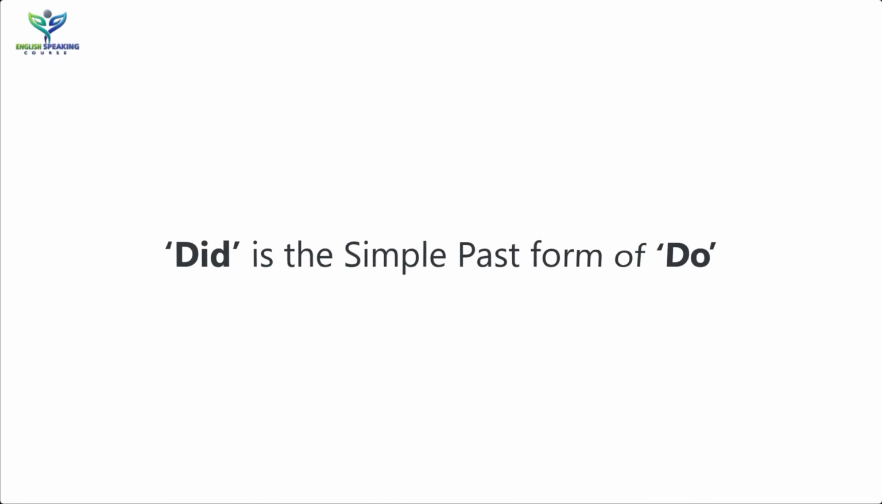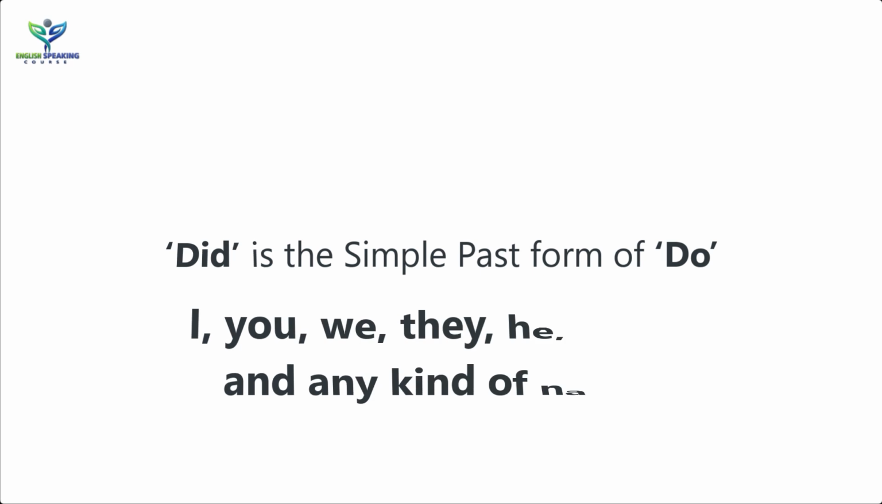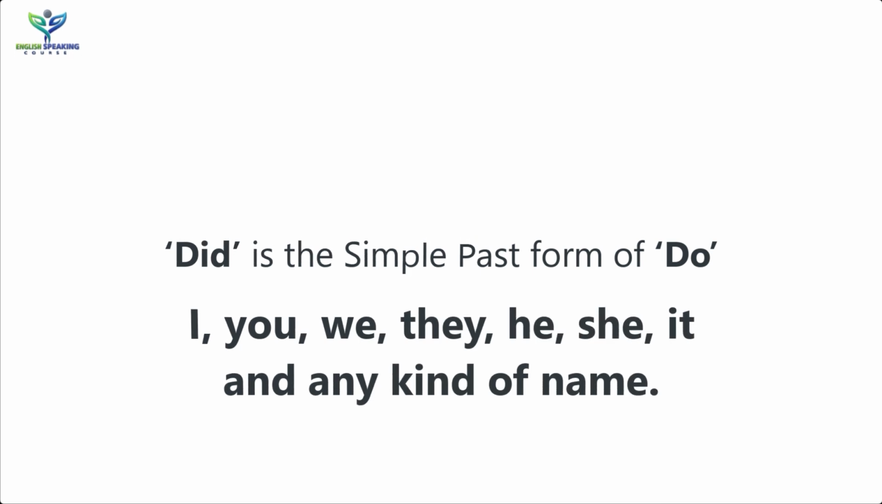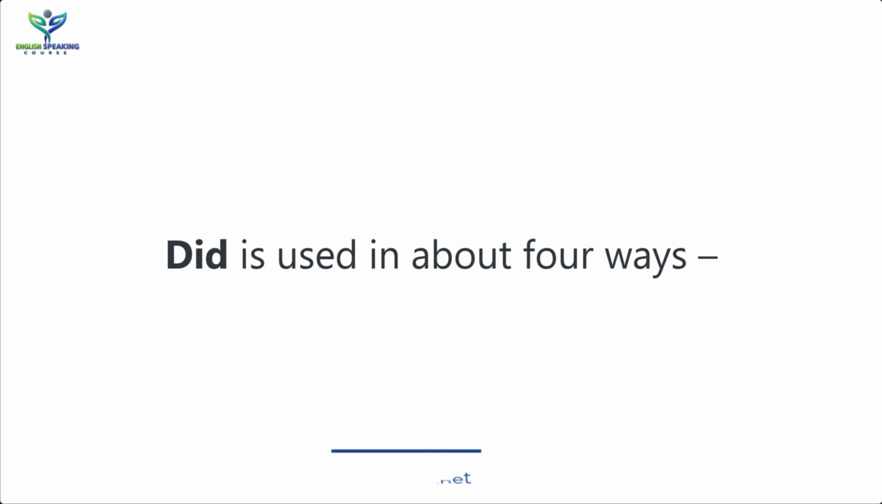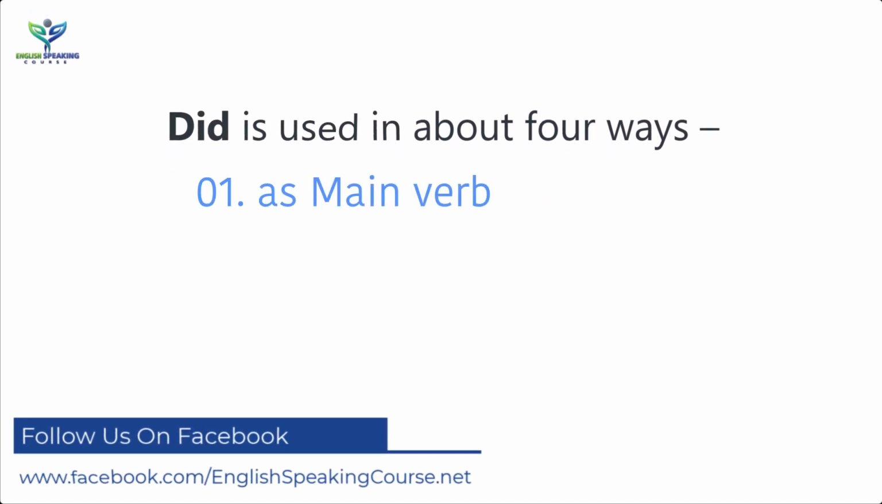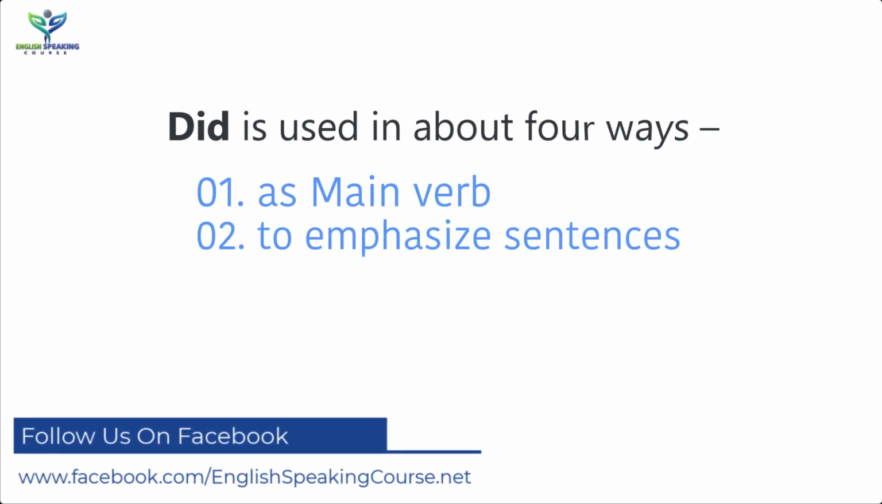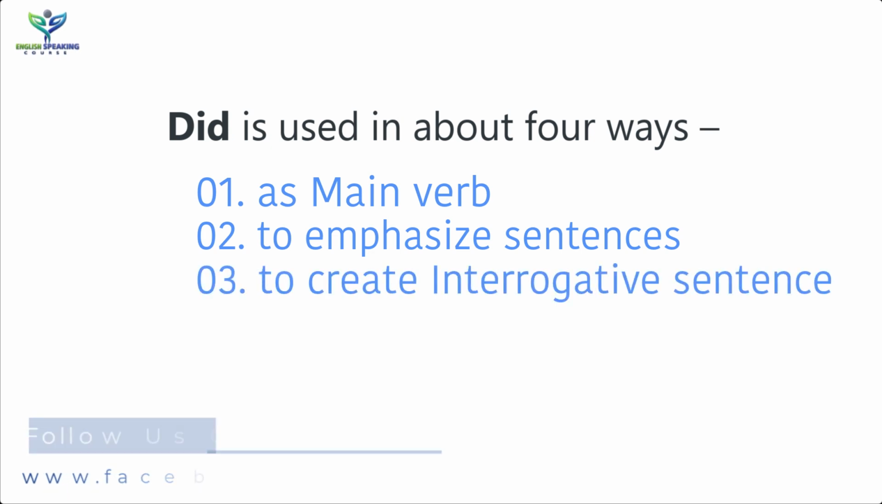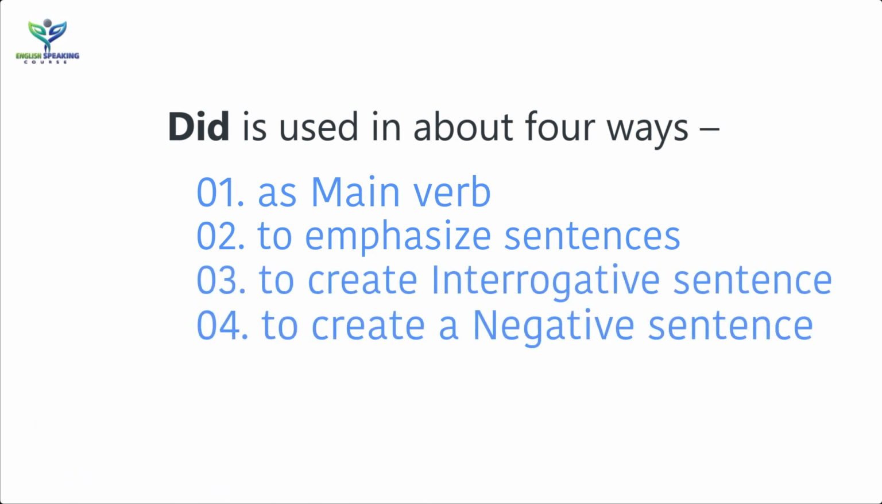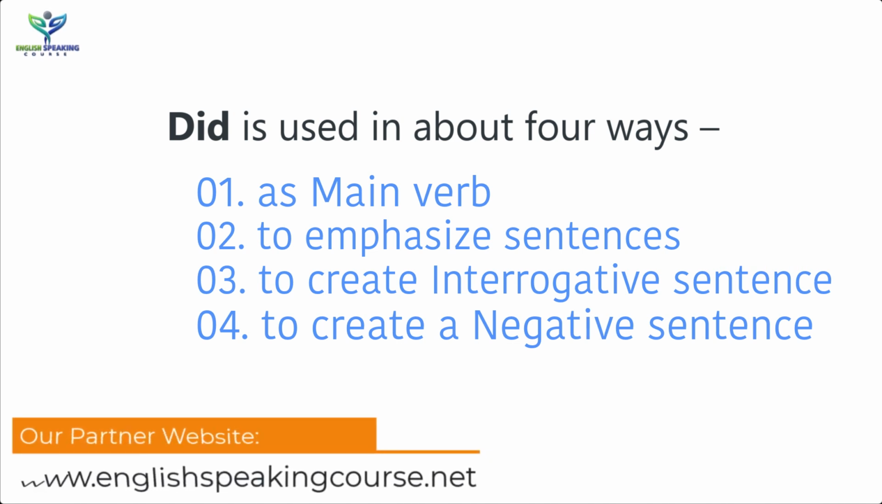Did is the simple past form of do. Did is used with I, you, we, they, he, she, it, and any kind of name. Did is used in about 4 ways: as a main verb, to emphasize sentences, to create interrogative sentences, and also to create negative sentences.